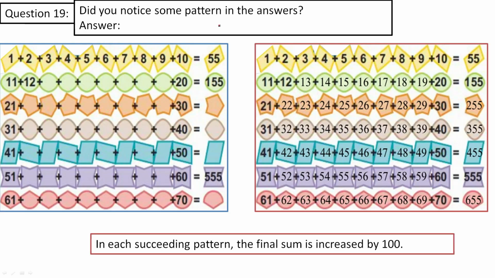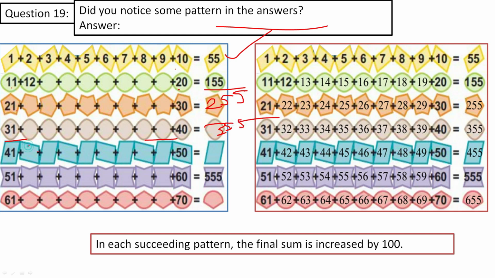Did you notice some pattern in the following question? Here first you see 1 plus 2 plus 3 up to 10, you will get the answer 55. Second, from 11 to 20, you will get 155. Next how will it come? 21 to 30, if you add, 255. 31 to 40, you will get 355. That is the pattern. On the right side you can find the answer.